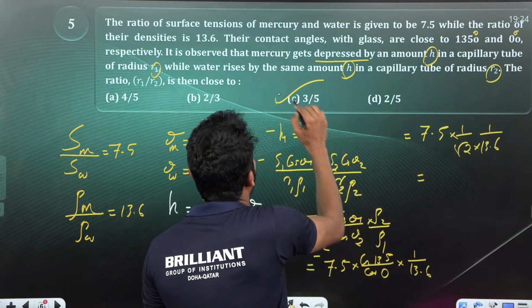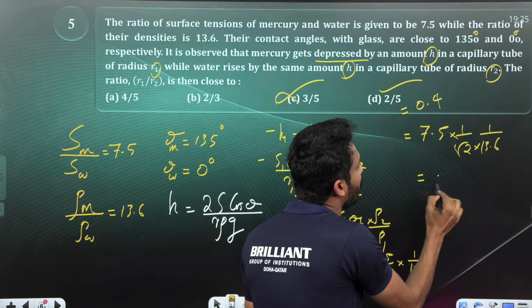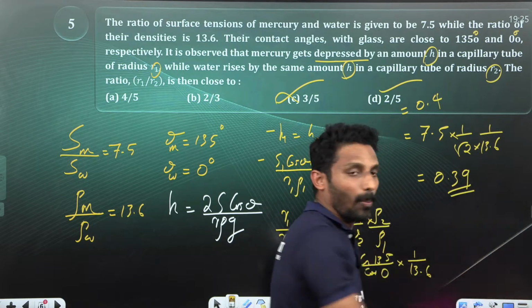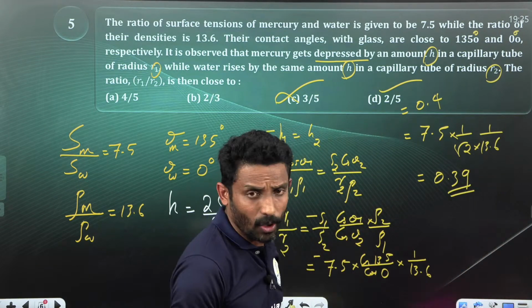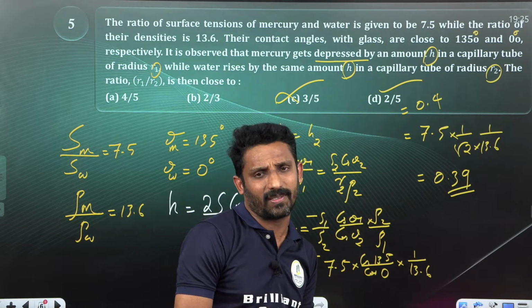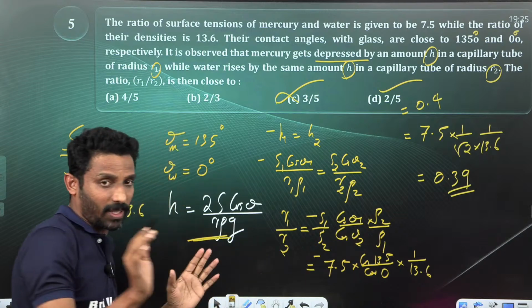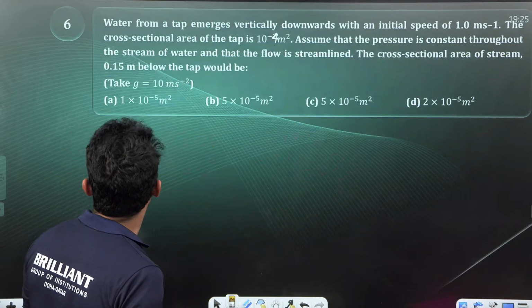See, this is not 3 by 5, this will be the answer. It is 0.4 in that range. When you calculate this, we get almost 0.39. You can easily calculate it, we don't waste much time on that. And the answer is 2 by 5. Just a comparison. Okay? Yes, very fine. This is the idea of capillary rise or depression. That's it.